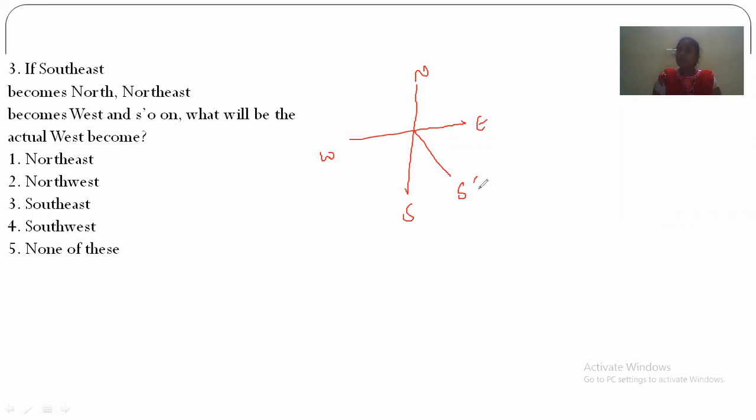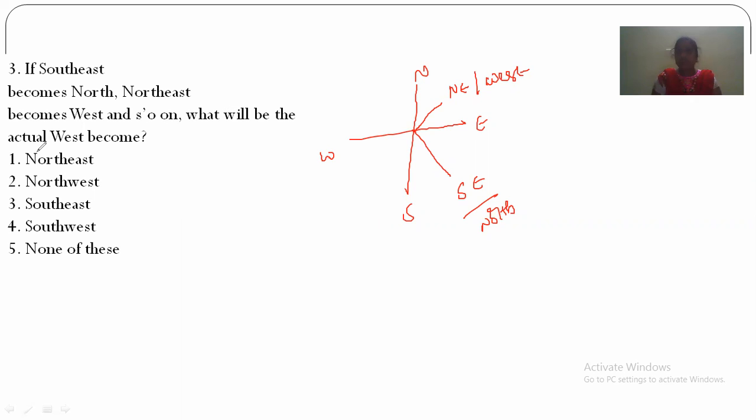Actually, this is the southeast. This has become north. And northeast becomes west. This northeast, actually, has become west. This has become west, and so on. What will the actual west become?